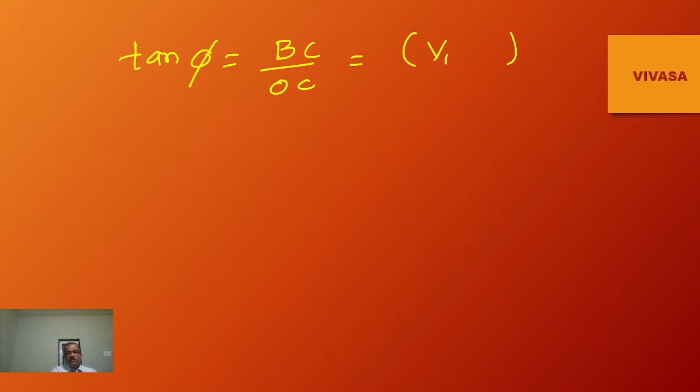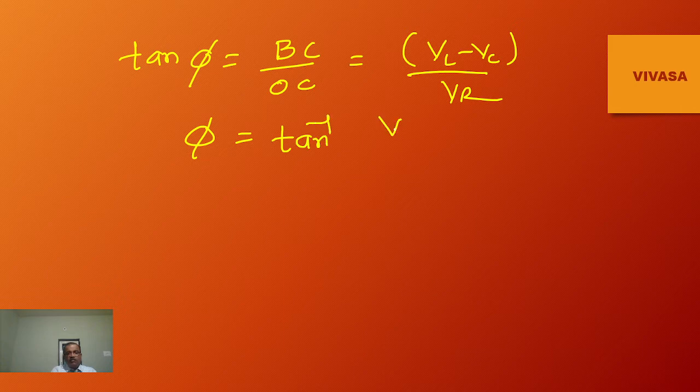Now the phase angle: tan phi is equal to the opposite side upon the adjacent side. From the figure, this is BC upon this OC. If you substitute the values, it becomes (VL minus VC) divided by VR. That means this is tan phi. So phi is equal to tan inverse of (VL minus VC) divided by VR. The phase angle can be obtained from this.